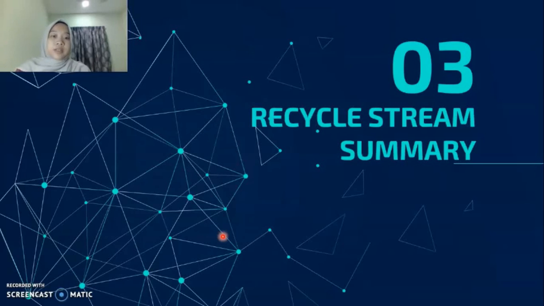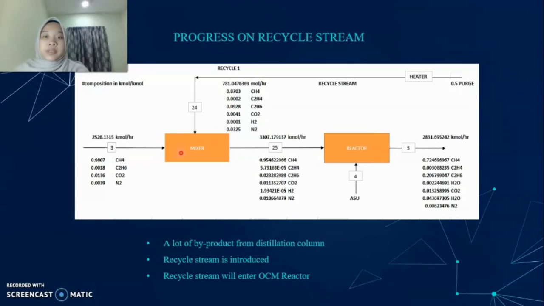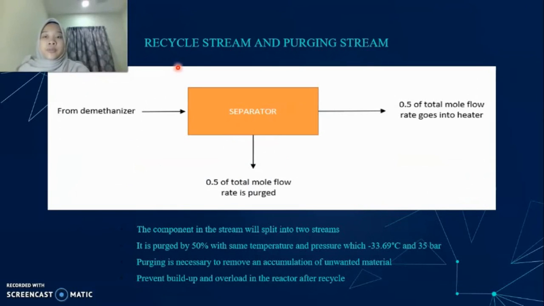So my name is Nur Azlani, and I'll continue on with the recycle stream summary. This is the recycle stream that we propose, which is from the distillation column. This is because there is a lot of byproduct from the demethanizer, which is methane and other components, so we want it to be recycled. The recycle stream will therefore mix with the original feed and enter the OCM reactor.